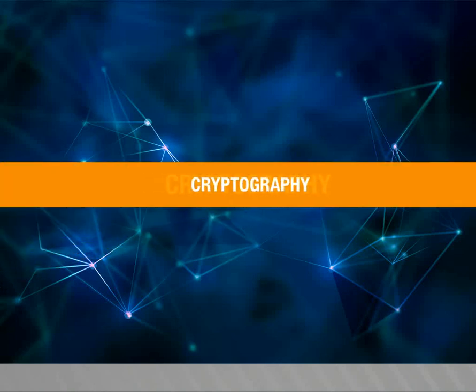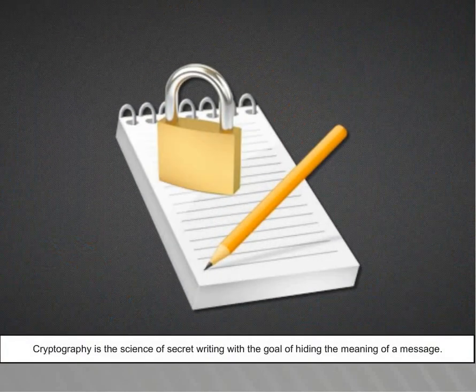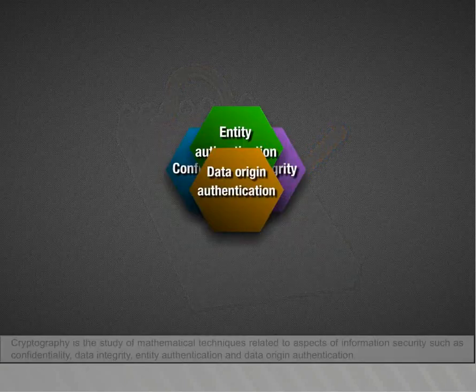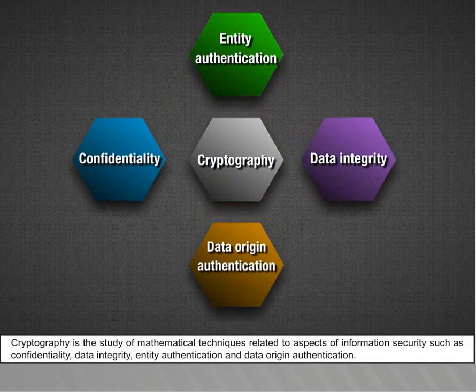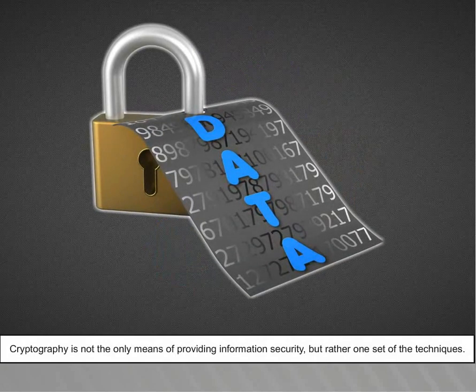Cryptography. In this video, we are going to see about cryptography. Cryptography is the science of secret writing with the goal of hiding the meaning of a message. Cryptography is the study of mathematical techniques related to aspects of information security such as confidentiality, data integrity, entity authentication, and data origin authentication. Cryptography is not only the means of providing information security, but rather one set of the techniques.